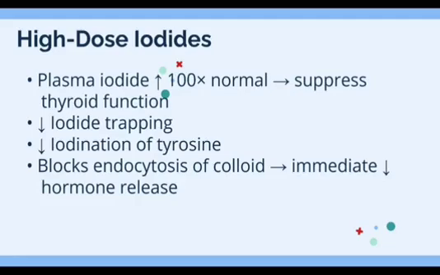High-dose iodide. Plasma iodide is increased to 100 times normal, but it suppresses thyroid function. So it decreases iodide trapping and decreases iodination of tyrosine. So this blocks endocytosis of colloid. The effect is an immediate decrease of hormone release.